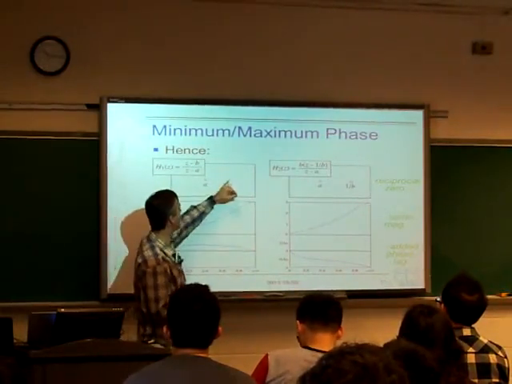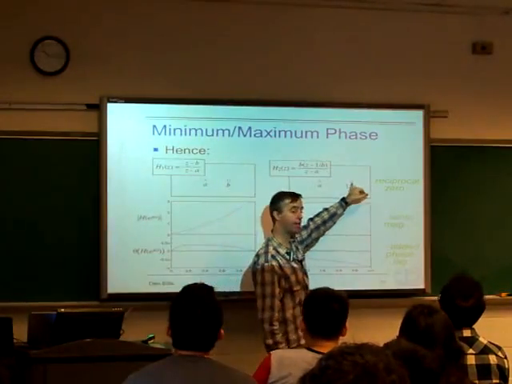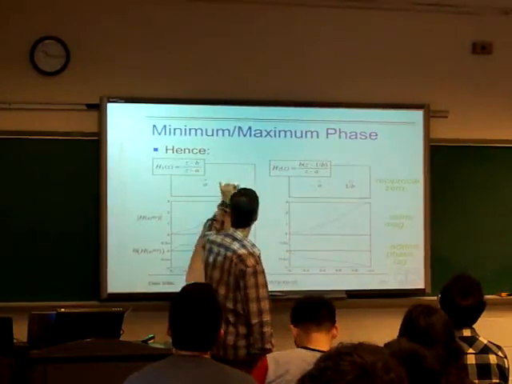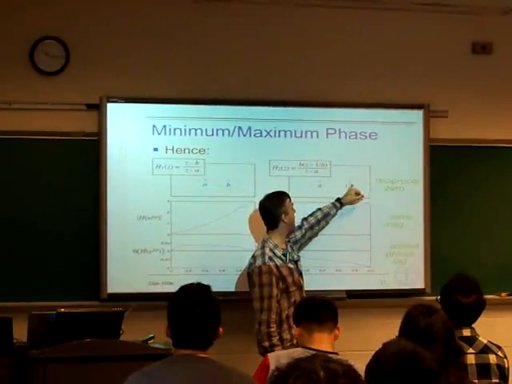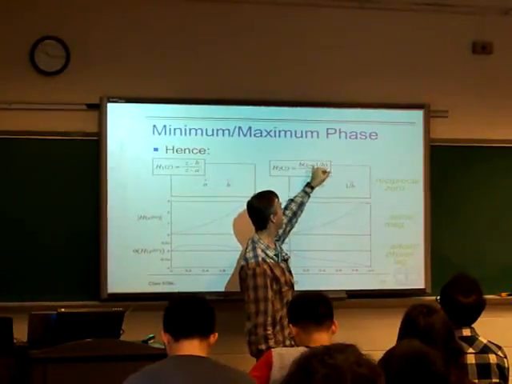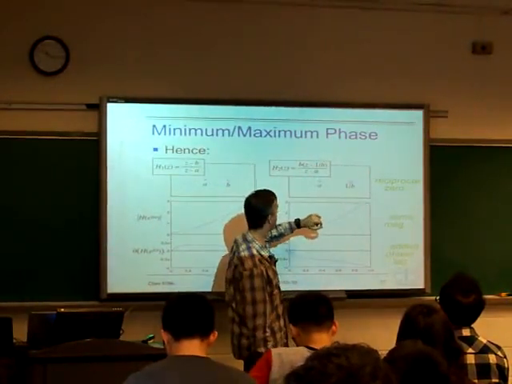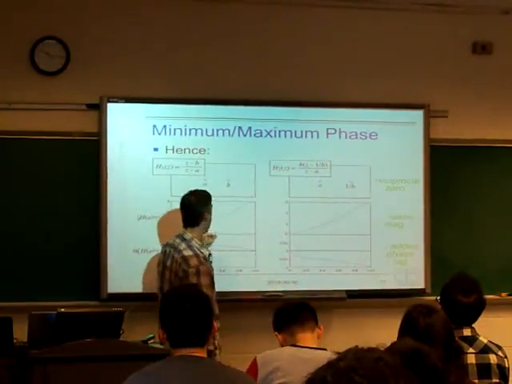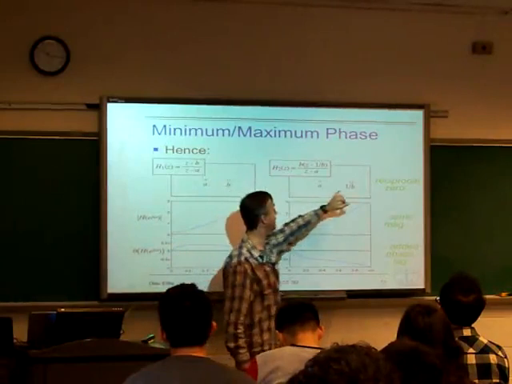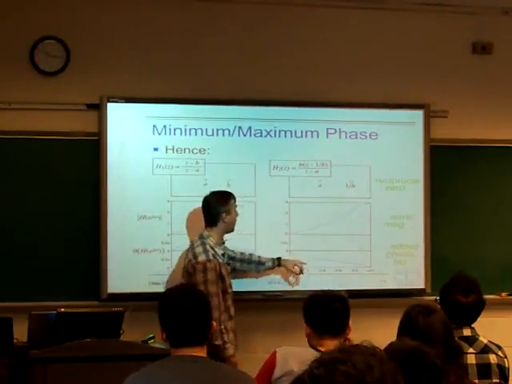But if we take this zero and replace it by its reciprocal, so this is a real zero on the real axis at z equal b, and then replace it with z equal 1 over b, then we get the same magnitude response because the zero is having the same influence on the magnitude response. But the phase response is now different.